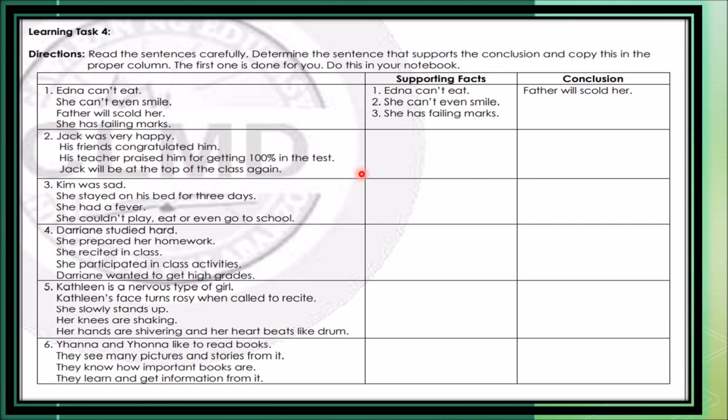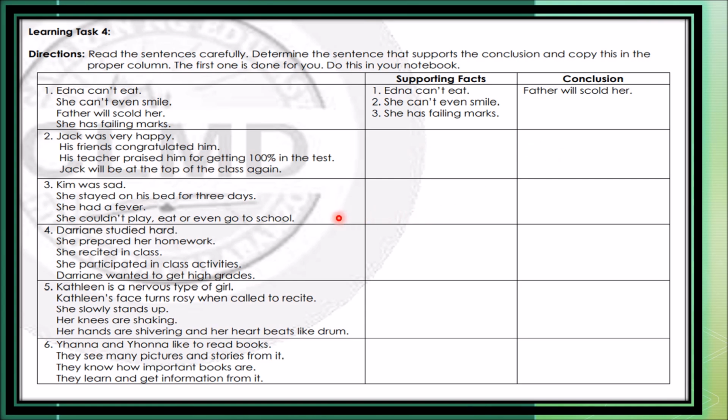How about this number 2? Let us read. Jack was very happy. His friends congratulated him. His teacher praised him for getting 100% in the test. Jack will be at the top of the class again. So here, what are the supporting facts? And you're going to choose also the conclusion, and you're going to write it here.